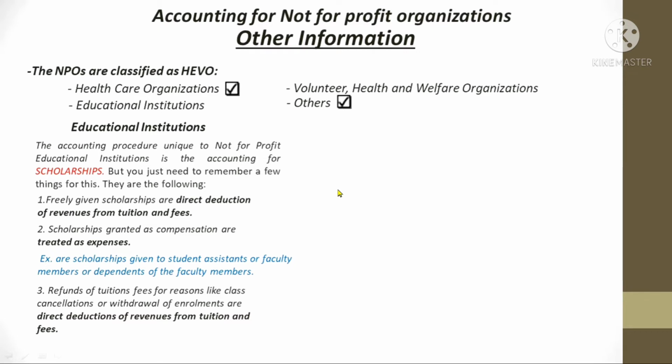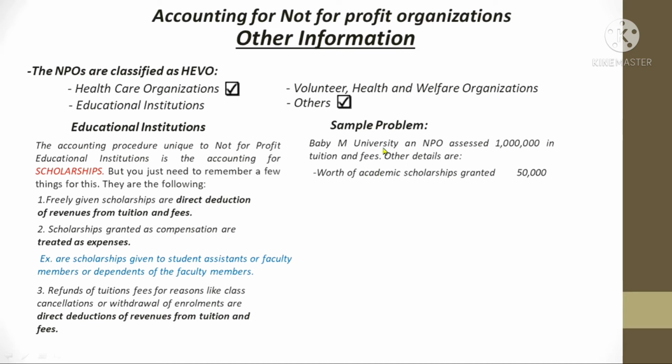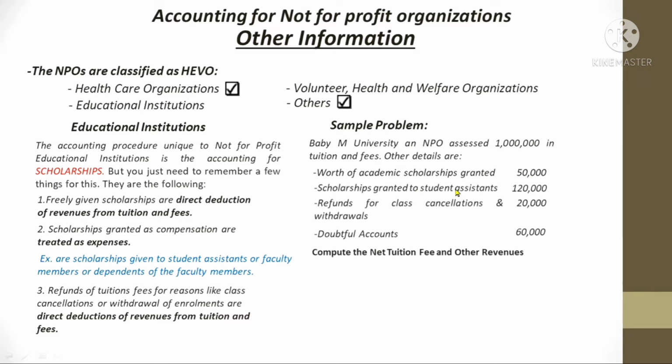In order to apply what we've learned, let's have a sample problem. BBM University, an NPO, assessed 1 million in tuition and fees. Other details: academic scholarships granted 50,000, scholarships granted to student assistants 120,000, and refunds for class cancellations and withdrawals 20,000. Lastly, we have doubtful accounts of 60,000. We need to compute the net tuition fee and other revenues. Let's answer this immediately.